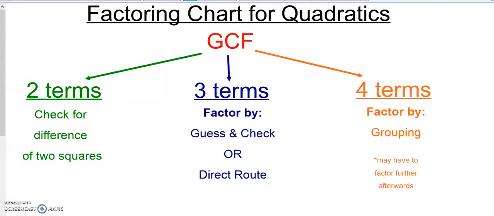So, other than when we run into the difference of 2 squares, that can be one that doesn't necessarily use a quadratic, but I'll show you what I'm talking about here.